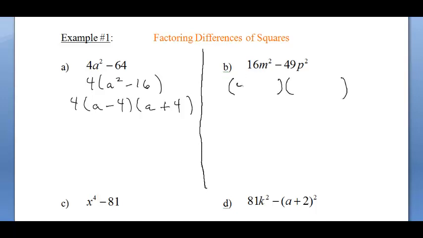16m squared, we said, was 4m times 4m. 49p squared is 7p times 7p. And remember, one of our factors is plus and our other is minus. So our final answer is the quantity 4m plus 7p times the quantity 4m minus 7p.